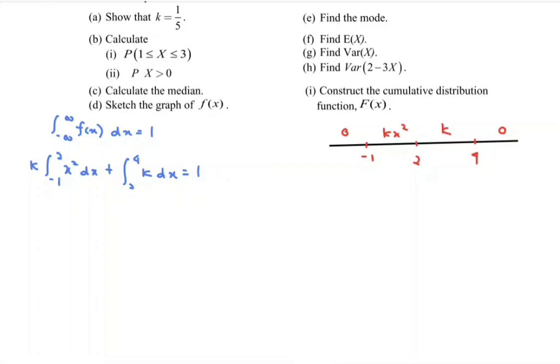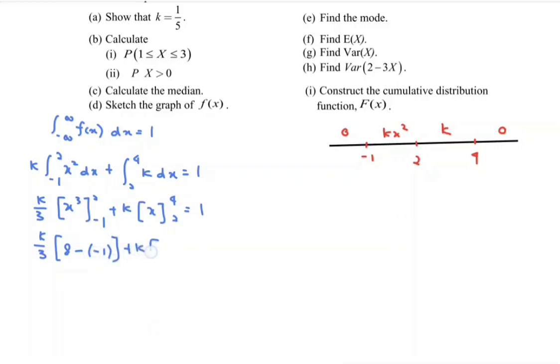Kindly integrate the situation. So x to the power of 3, bracket, here we have k over 3, then 2 and negative 1. Plus we have k, bracket, x, 4 and 2, which is equal to 1. Kindly substitute the situation: k over 3, bracket, then 2 to the power of 3, we have 8, minus negative 1 to the power of 3, we will have negative 1. Plus we have k, bracket, 4 minus 2, which is equal to 1.